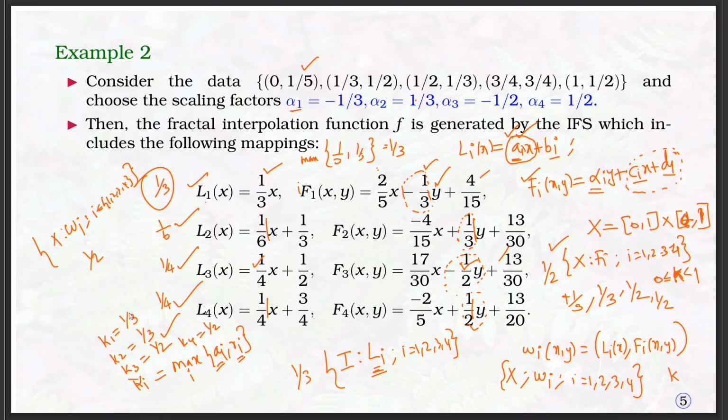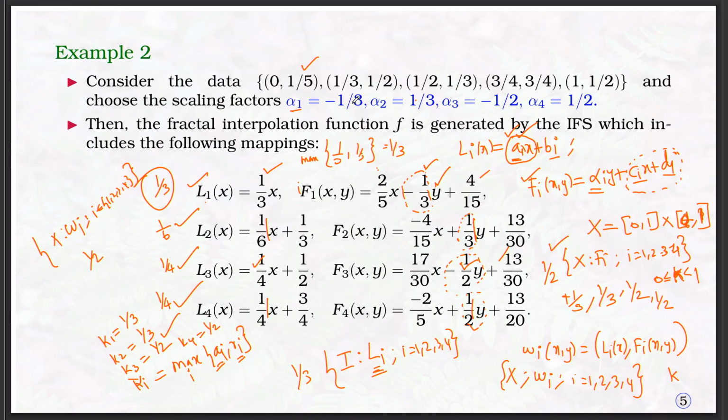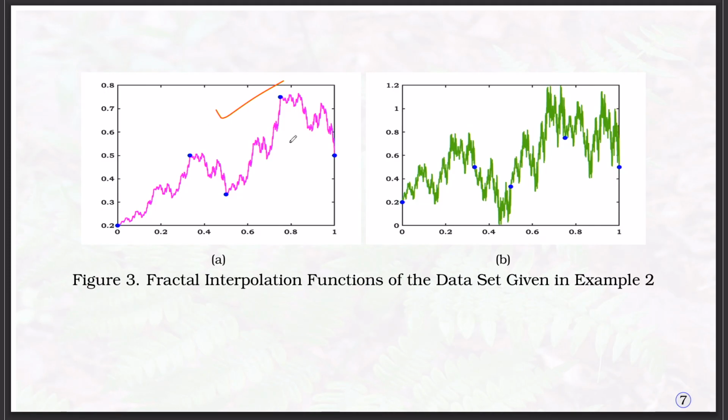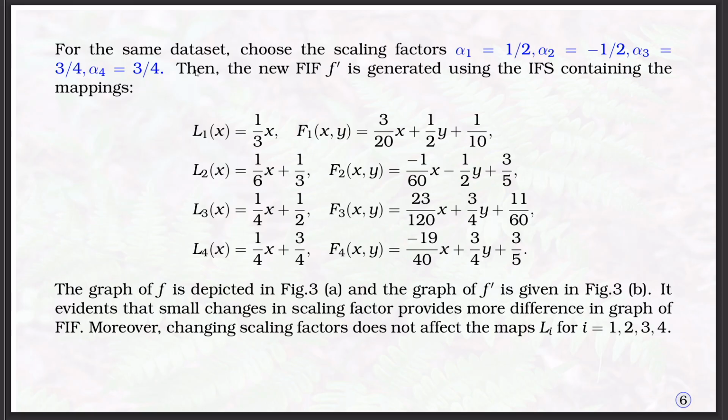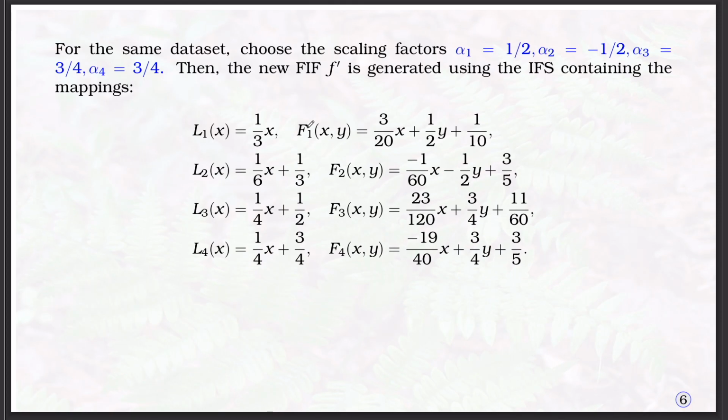So, this is the contraction factor of this one, and this generates the graph like this one. With respect to this alpha and this data, this iterated function system generates the fractal interpolation function like this one. For the same data set, choose the alpha like this one: 1 by 2, minus 1 by 2, 3 by 4 and 3 by 4. There is a small change: here we were taking minus 1 by 3, plus 1 by 3, minus 1 by 2, plus 1 by 2.